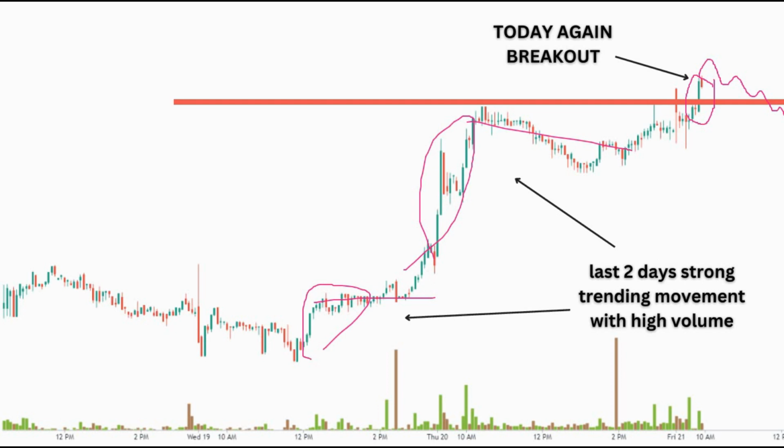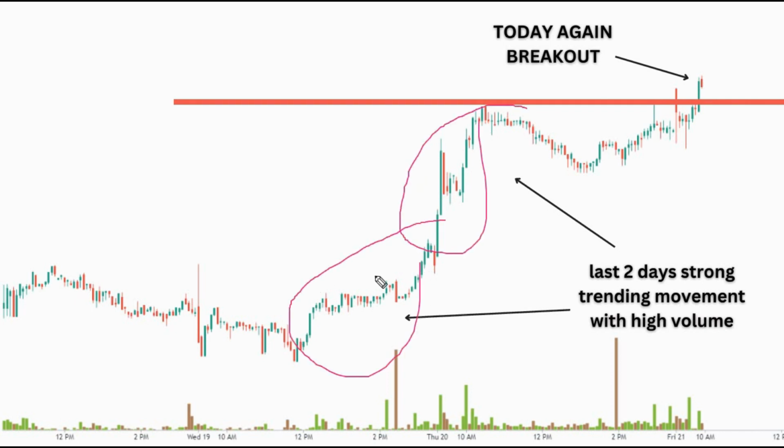And the context was perfect for an upside continuation. But what happened on the daily chart itself? Prices had already moved quite a bit from the lows. So that's why we will not enter on this candle, on this particular breakout.